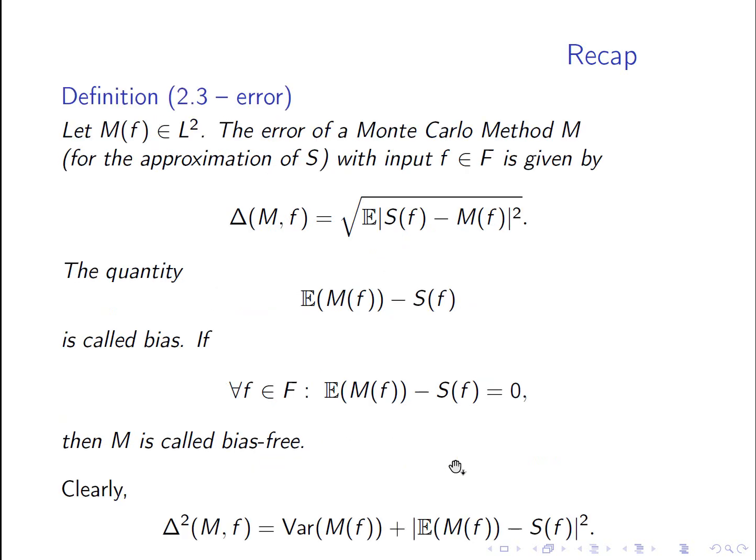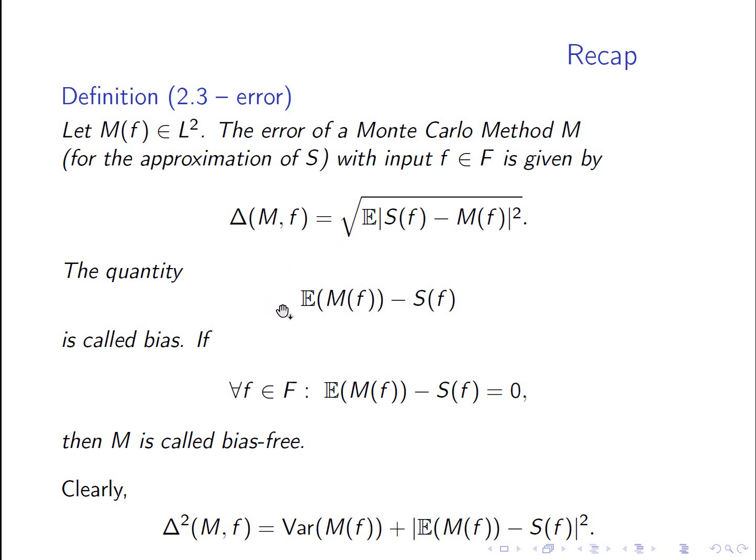And since we have the recap, here's the recap of the definition of the error. So we need square integrability, and then we define the root mean square error in this way. We compare S(f) with our Monte Carlo method, square, take the expectation, and then the root. So it's the root mean squared error.